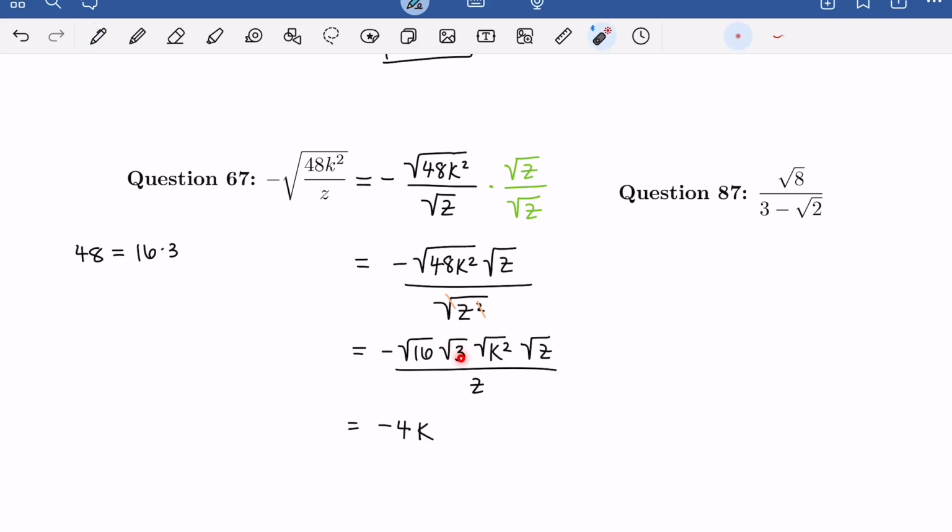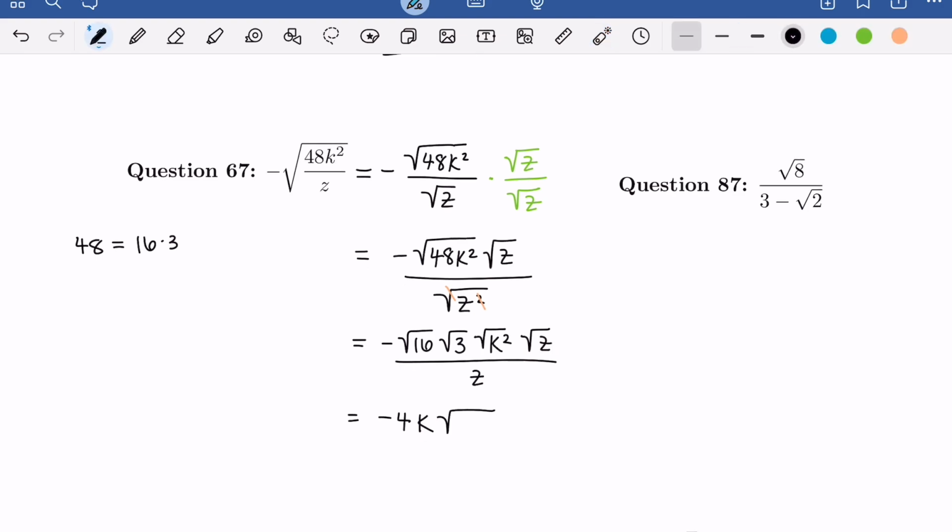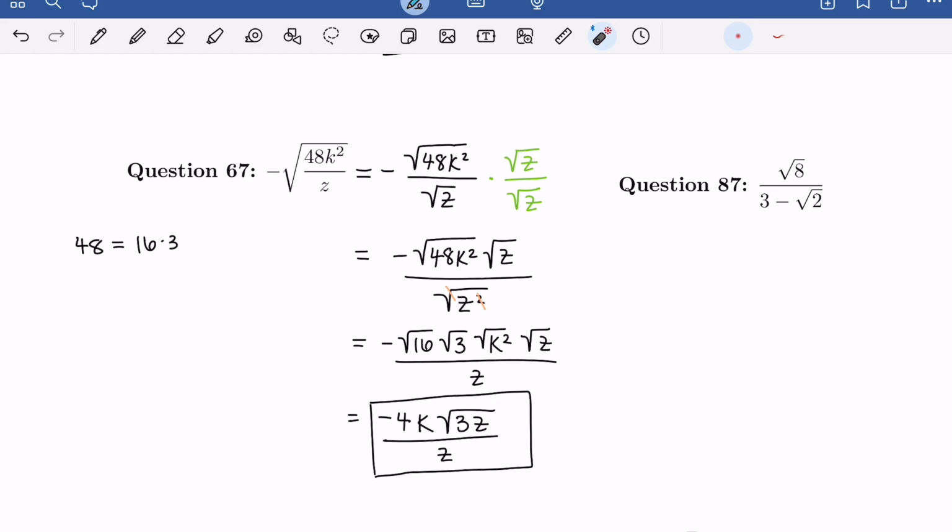And we can't simplify the square root of 3 or the square root of z here, but what we can do is rewrite them under one radical. Since they're both square roots, we can multiply them under the same radical expression, and so this is going to be all over z here. So that would be our final answer. We can't simplify this any further. So that's how we would rationalize this denominator and simplify this guy.